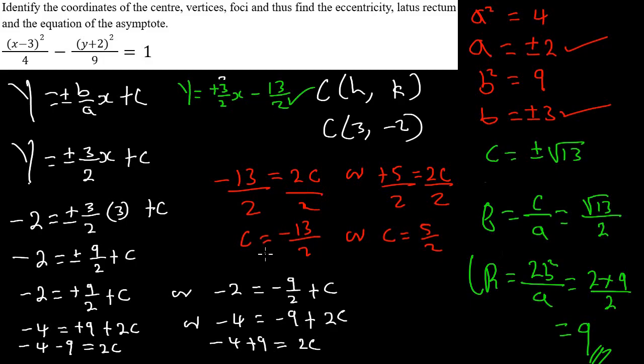So you should be able to put the appropriate values of c in the right equation. Then the second one will be y equals, when we consider minus 3 over 2 x, when the gradient is minus, we get plus 5 over 2. So that is the intercept. So that is the equation of the asymptotes, and it's as simple as that.